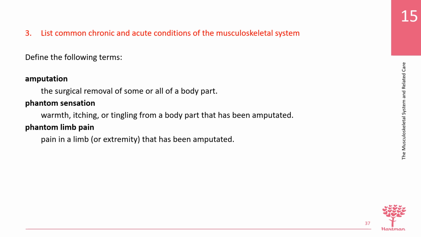Amputation, let's talk about that. Amputation is the surgical removal of some or all of a body part. You can see a picture of that on page 226. Some people who have an amputation will still have a phantom sensation. What does that mean? That means warmth, itching, or tingling from a body part that has been amputated or removed. Some people will even have phantom limb pain. That means they will have pain in the limb or extremity that actually has been amputated.